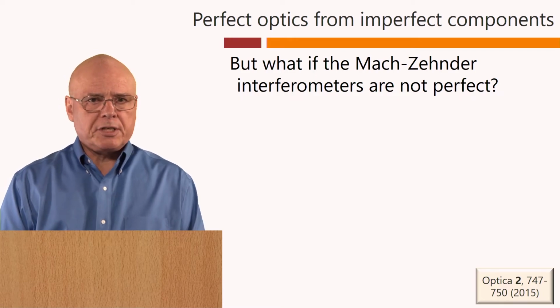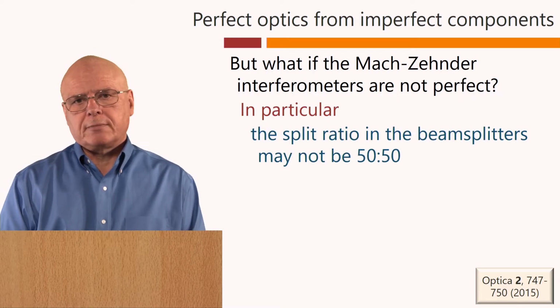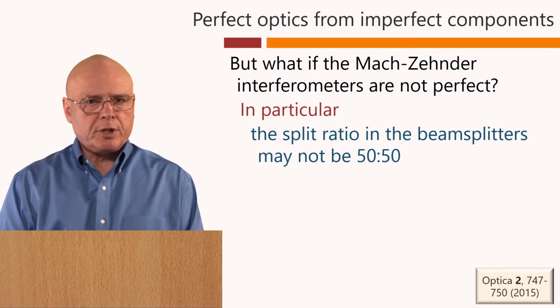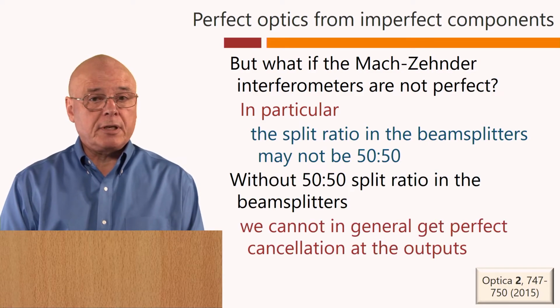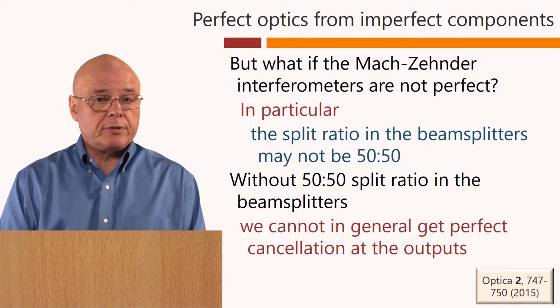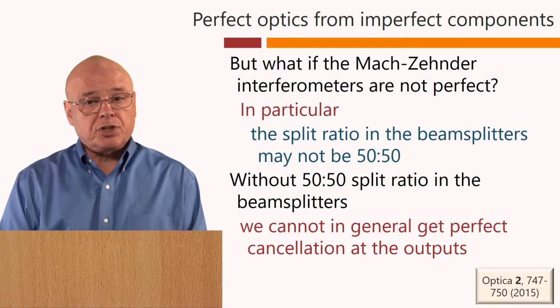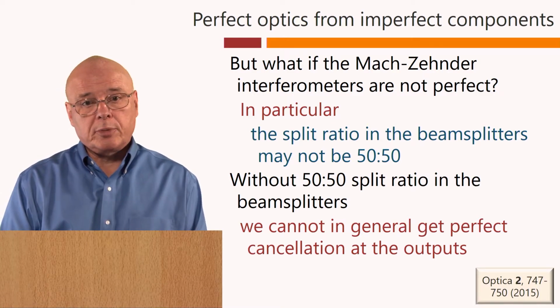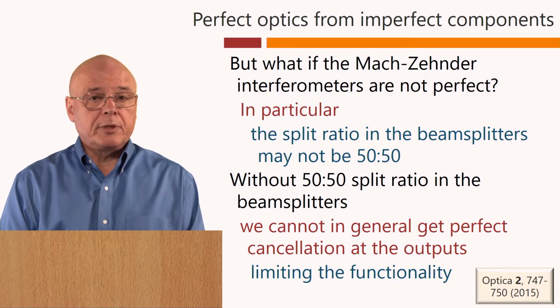But what if the Mach-Zehnder interferometers are not perfect? In particular, the split ratio in the beam splitters may not be 50-50. Without a 50-50 split ratio in the beam splitters, we cannot in general get perfect cancellation at the outputs. And that limits the functionality.